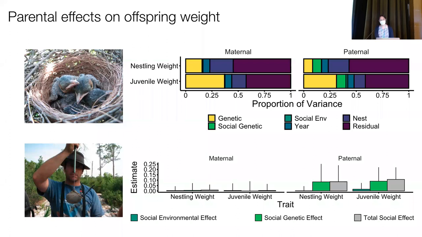We can zoom into the maternal and paternal effects a little more. On the plot on the bottom, I'm showing the social environmental effect in dark green, the social genetic effect in light green, and the total combined maternal or paternal effect in gray. Our error bars are large because our pedigree-based estimates of relatedness are a little noisy. We don't have significant maternal or paternal effects, though it's interesting that our estimates for paternal effects are larger than for maternal effects, especially since we know that dad is responsible for feeding the nestlings a lot more than mom is.